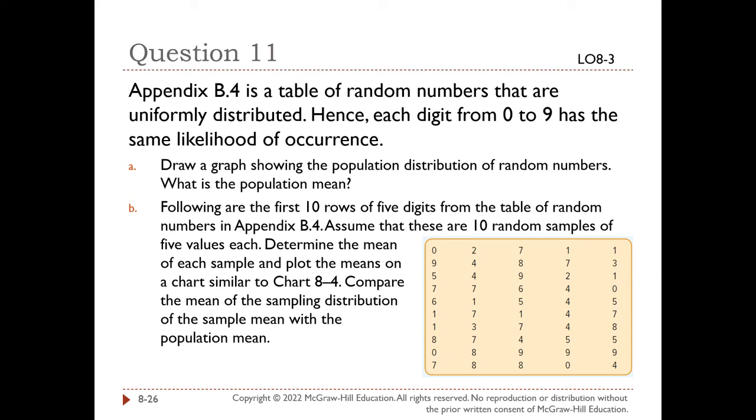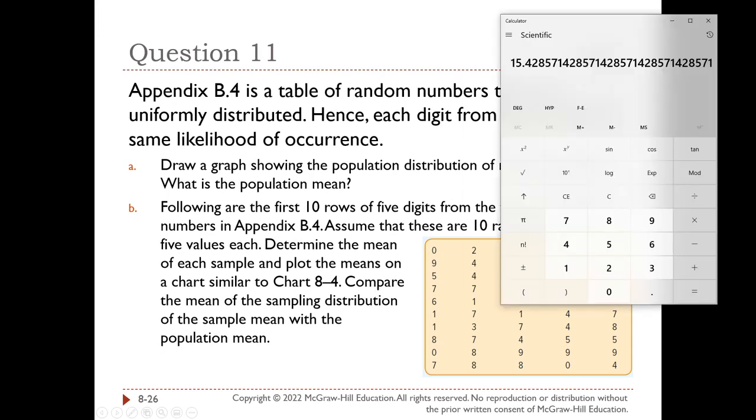Well, right here, we only have really 0 through 9. So the population mean, pop up our calculator, is going to be 0 plus 1 plus 2 plus 3 plus 4 plus 5 plus 6 plus 7 plus 8 plus 9 divided by 10, because we have 10 numbers. So our population mean, or mu, will be 4.5.